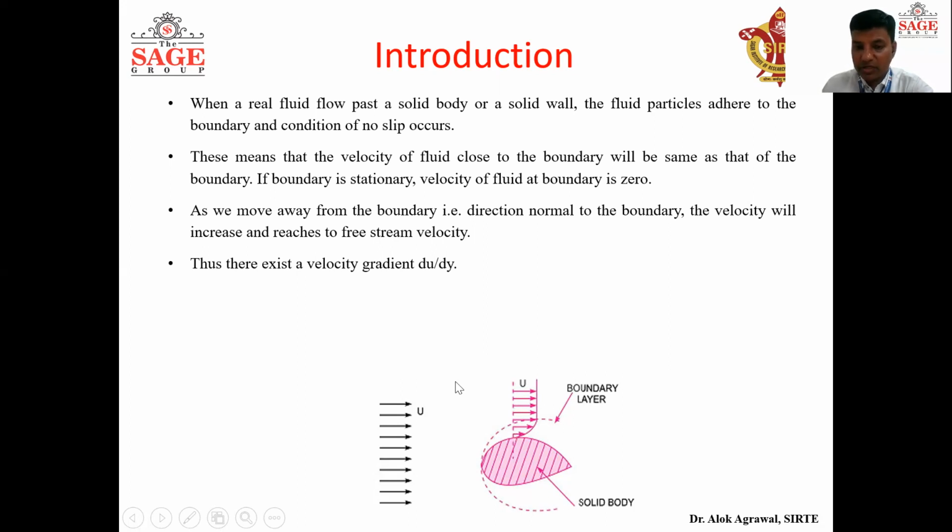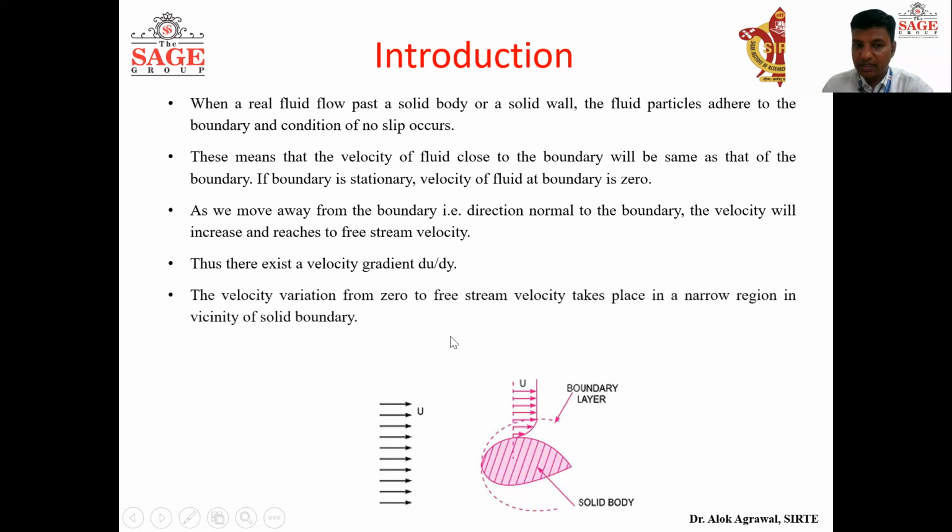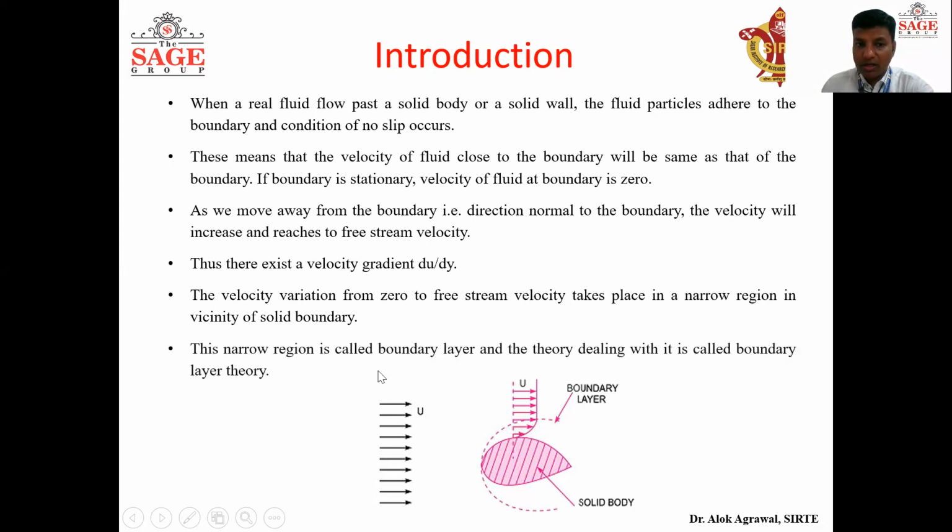So there exists a velocity gradient which is given by du by dy. This velocity variation from 0 to free stream velocity occurs in a very narrow region, okay? This narrow region is called the boundary layer and the theory which deals with this region is called boundary layer theory. So in this unit, we have to study this part only where the velocity gradient exists. After this layer, there will be no velocity gradient, and it can be seen from the figure that the velocity of each layer is equal to the free stream velocity, whereas in the portion near the solid body, the velocity varies from 0 to the free stream velocity.